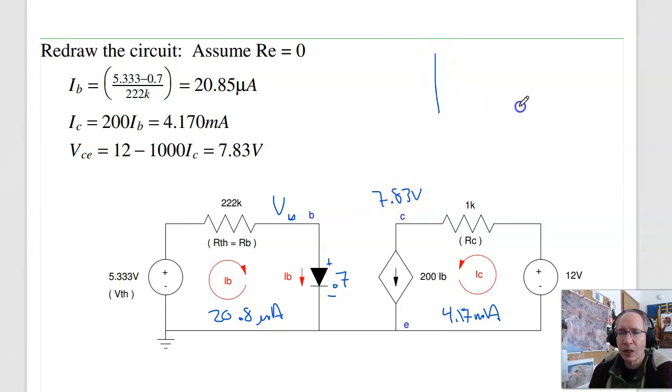So on the load line, this is where I'm operating. This is 12 volts. I'm at 7.8 volts and 4.17 milliamps.